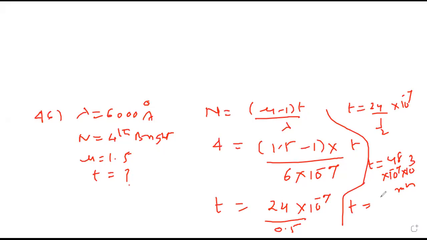Therefore, T is 10 raised to... the answer is given all in micrometer. So we can say 10 raised to plus 6 micrometer, 4.8 micrometer. This formula you have to remember. Derivation you have not done in 12th. But once I start explaining polarization, that is tomorrow, then I will explain even these two parts.